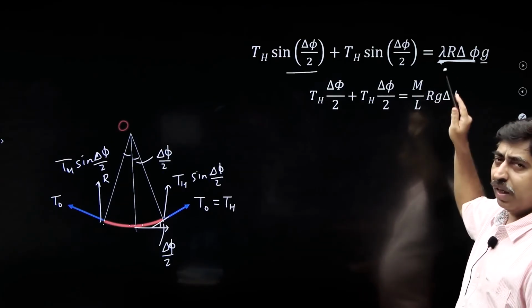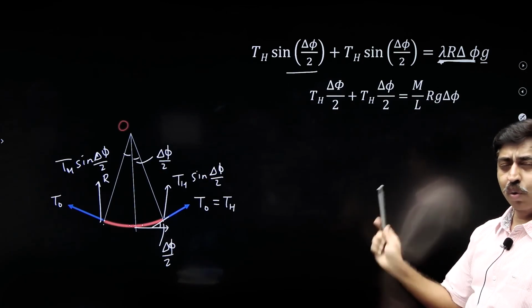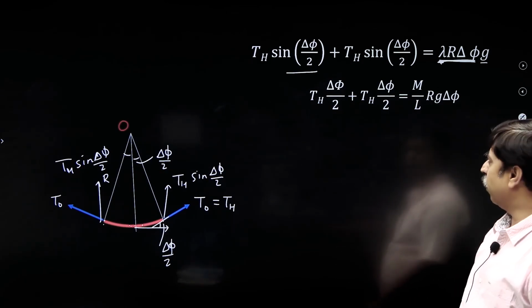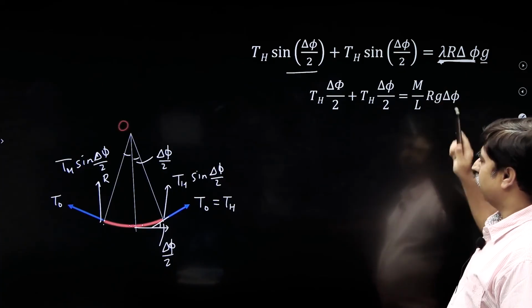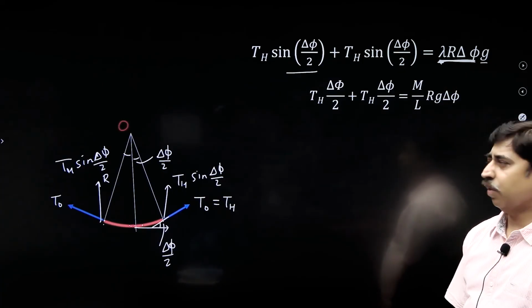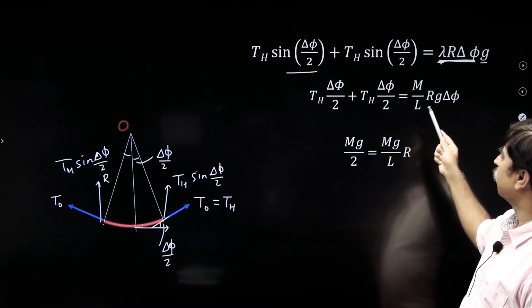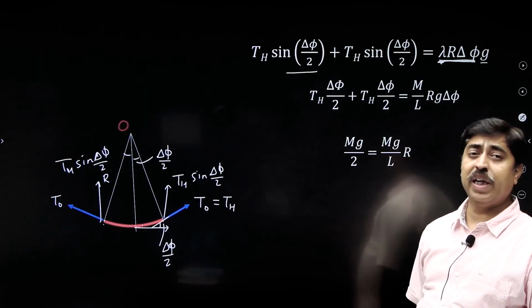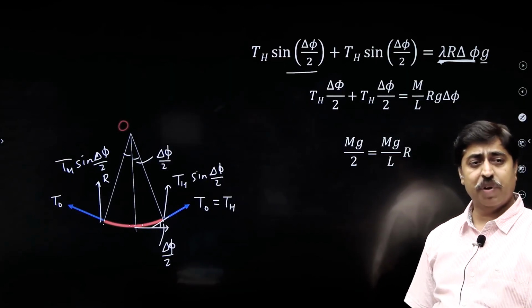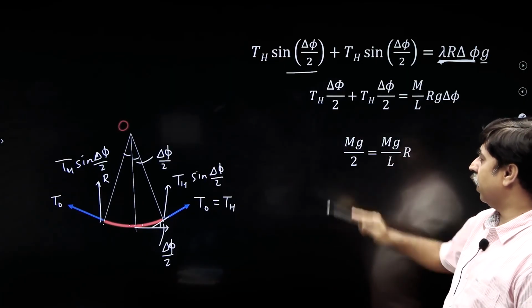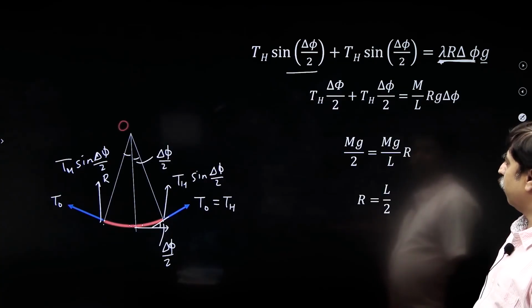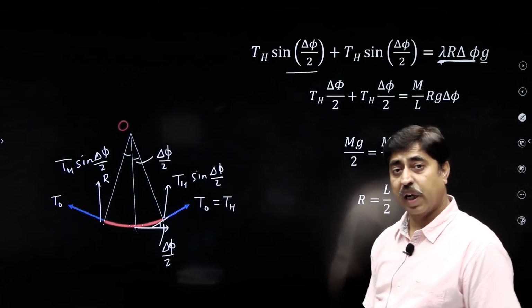So that is what I have done in the next step. In place of lambda, lambda is mass per meter length of the rope. The total rope has mass m and its length is L. So m by L can be substituted for lambda, and you just cancel out delta phi, and you can substitute for T_H also. T_H is nothing but mg by 2. So, substitute for T_H, which is mg by 2, and now you get the radius of curvature as L by 2.